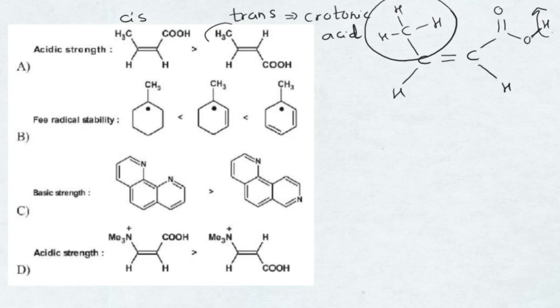In case of trans, they're away from each other. That means what? There is no steric hindrance here. Hence, cis is more acidic than trans. You can also justify this by checking the pKa values. The pKa value for the isocrotonic acid is 4.44, whereas for the crotonic acid, it is 4.69. Lower the pKa value, higher is the acidic strength. Hence, this is a correct statement. Therefore, option A is correct.